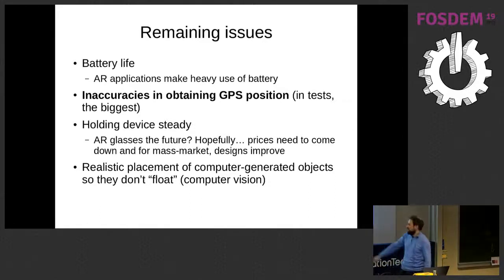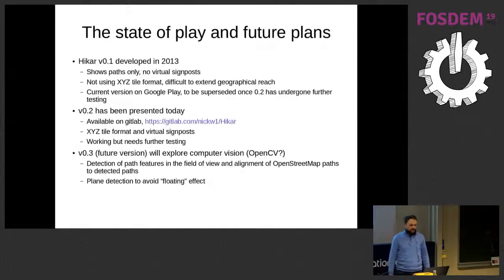The other issue, as you probably saw from the screenshots, is that the computer-generated objects float a bit, which might look a little bit unrealistic. A future plan would be to use computer vision algorithms, such as OpenCV, for example, to actually overlay those on the ground more accurately. So yeah, that's the state of play.